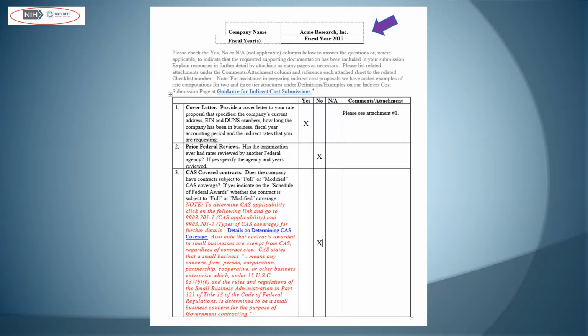Begin by filling in your company name and fiscal year for this proposal. Item number 1 is the proposal letter, which we will leave until the end. Item number 2 is for prior federal reviews, and since you're just learning how to negotiate IDC rates, probably means you've not had another rate review, so check no. Item number 3 is cost accounting standards, and usually this applies to contractors, which you are not. You're a grant recipient, so check no. But if you think this may apply to your company, click on the link and read about it.